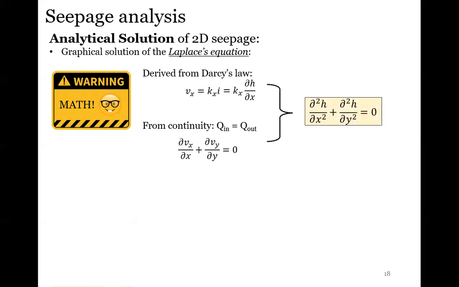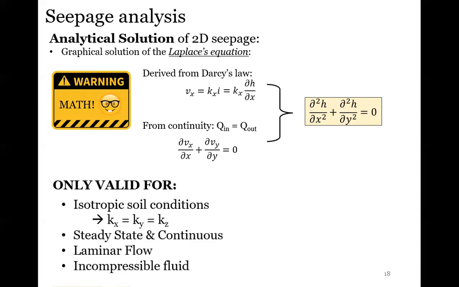Now from our continuity equation, we also know that the flow in is equal to the flow out. So the flow is equal to the change of velocity divided by the distance, for the x direction and the y direction, and that is our Laplace equation, which I'm not going to get into all the details of. We can combine these two by plugging Darcy's law into the continuity equation, and we have this one. These are some of the conditions that we are assuming for all of these.